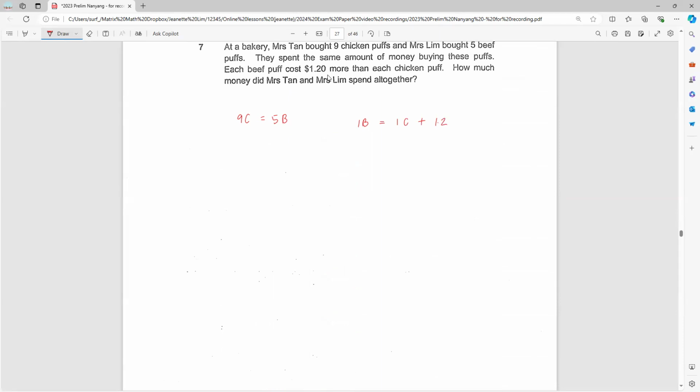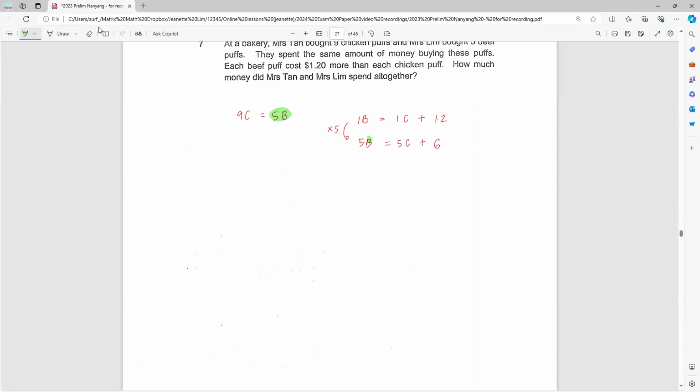Now, what I want to do here is make either the beef or the chicken puffs the same. So let's make the beef puffs the same. I want to change this to same as this, 5. So to do that, I have to times 5. So 5 beef puffs is actually the same as 5 chicken puffs plus $6. Multiply by 5 or so. Right, so now I have this. They're actually the same thing. So this over here is actually the same as 9 chicken puffs. Okay, so I can say 9 chicken puffs is actually 5 chicken puffs plus $6.